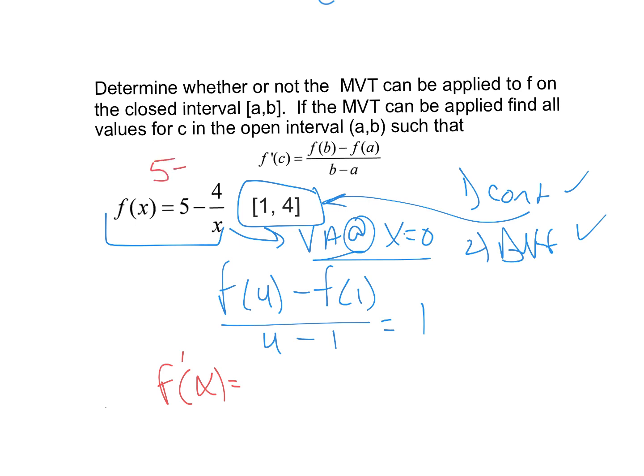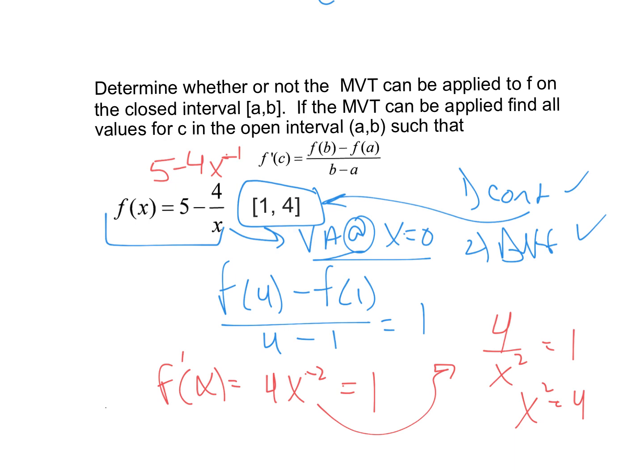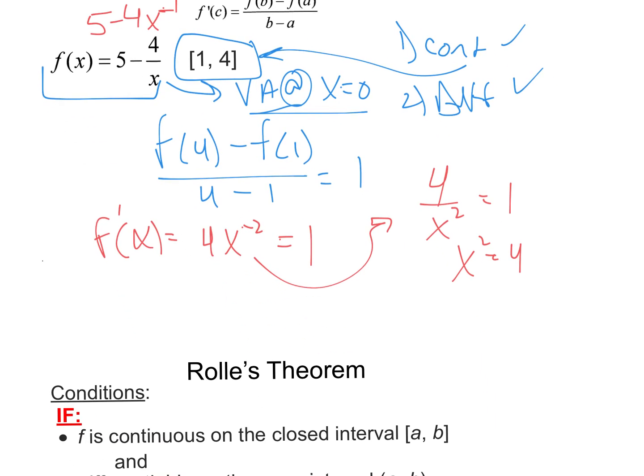Really, you can rewrite it as 5 minus 4x to the negative 1, and then it's easier to take the derivative, so you don't have to use quotient. So if I take the derivative of that, the derivative of 5 is 0, so this would be 4x to the negative 2, and then I have to set that equal to 1. So just be careful, we're not finding critical values, we're finding out where the derivative is equal to 1, aka it has the same slope as the endpoints. So to solve this, that's the same thing as 4 over x squared equals 1. You can cross multiply. And then you get x equals plus or minus 2.